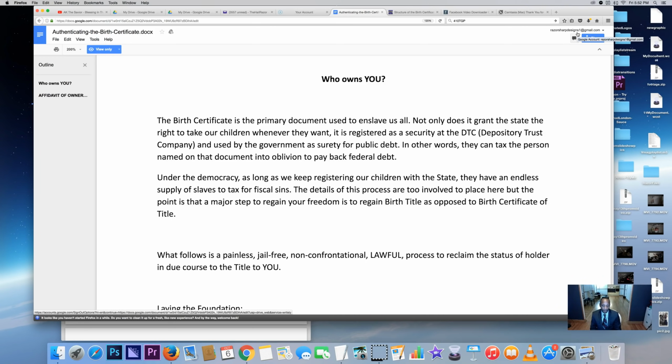Depending on what state you're in, it could be called a long form, or either the certificate of live birth or the long form. I believe they have one more name for it. But ultimately, you want to get the birth certificate that has all of the vital information on it, such as the hospital name, the hospital address, and the date that the actual certificate was registered at your local registrar.